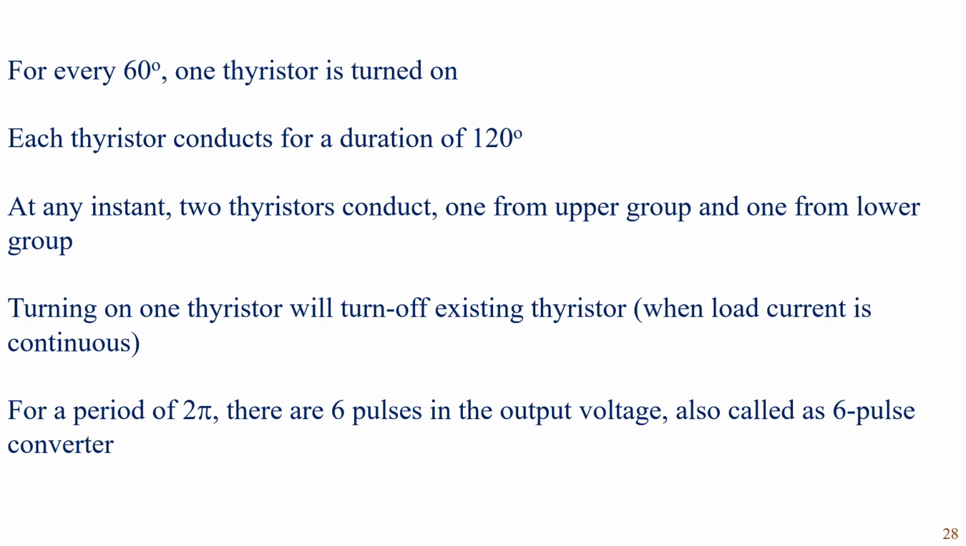And at any instant, two thyristors conduct, one from P group and one from N group. Turning on one thyristor will turn off the existing thyristor in the same group if the load current is continuous. And this converter is also called a 6-pulse converter, since there are 6 pulses in the output voltage for a period of 2 pi.